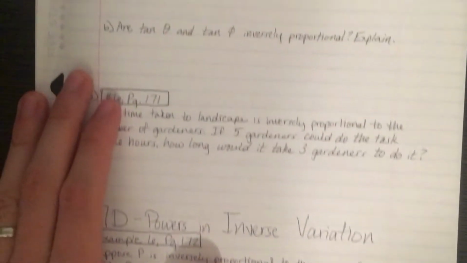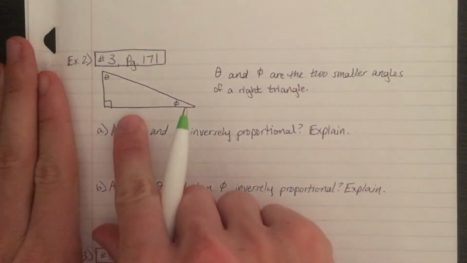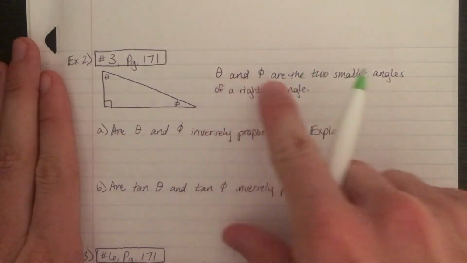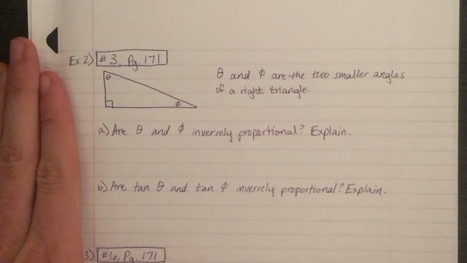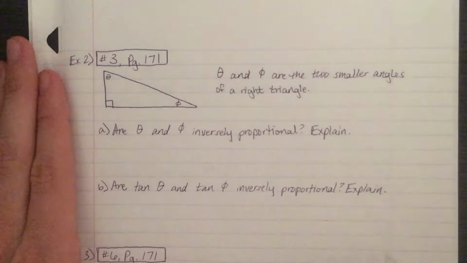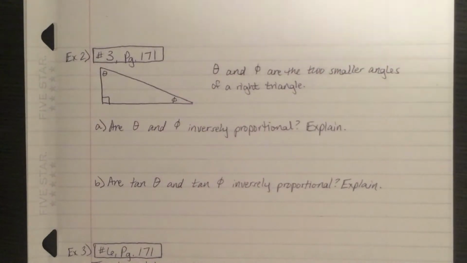So we're going to look at a couple more examples here. On this example right here, we've got this triangle, we've got this angle theta here, and we've got this angle phi here. And these are the two smaller angles of a right triangle. We don't know what the measure of these are, but we want to say, okay, are these things inversely proportional? Yay or nay?